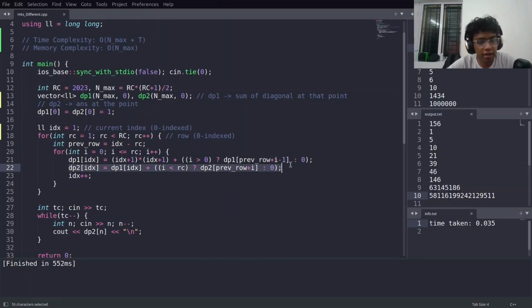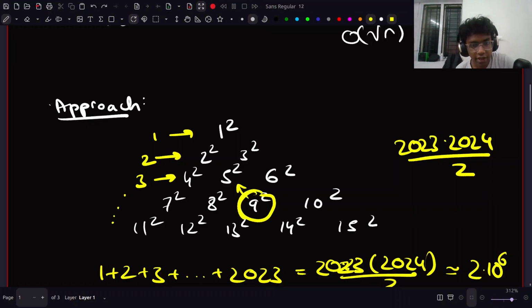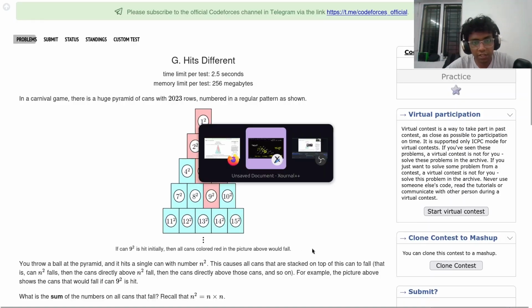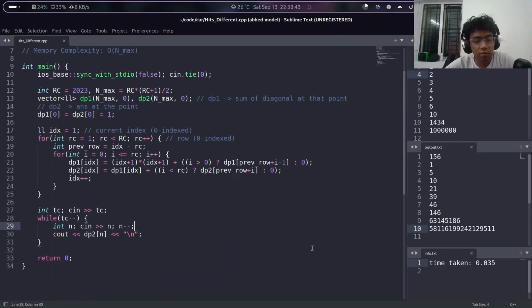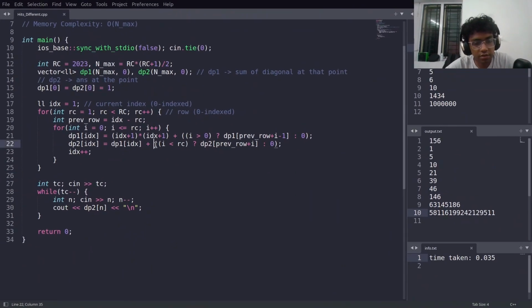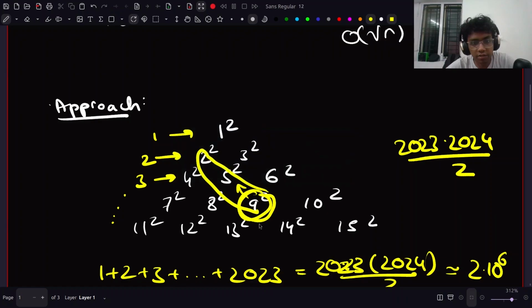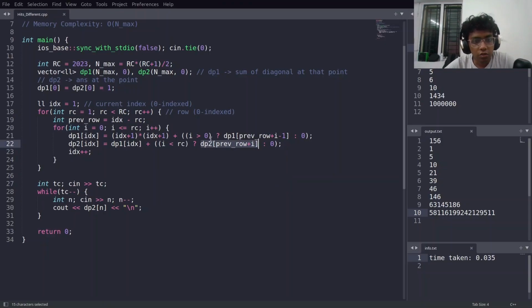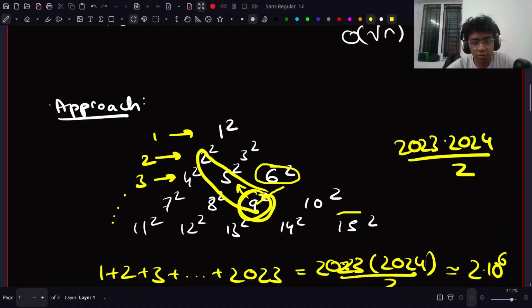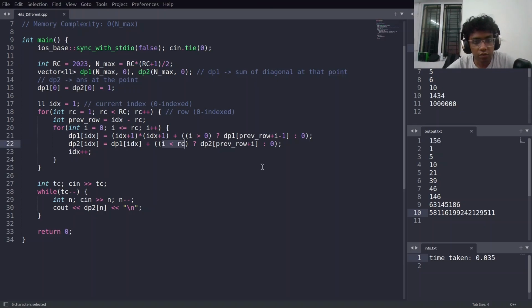Similarly, to calculate the final answer, the final answer is simply our current diagonal value, so that's dp1 of idx, plus the value of dp2 of the parent element. The parent element is this one, in this direction. That's why we're making sure that previous row plus I of dp2 is being added, and that's if I is less than row count, because if I is equal to row count, there won't be any parent element in this direction. So we're adding the previous dp2 value and we're increasing the index.